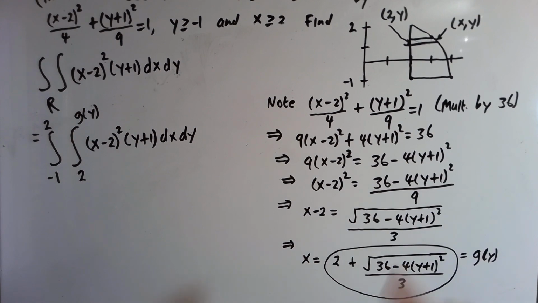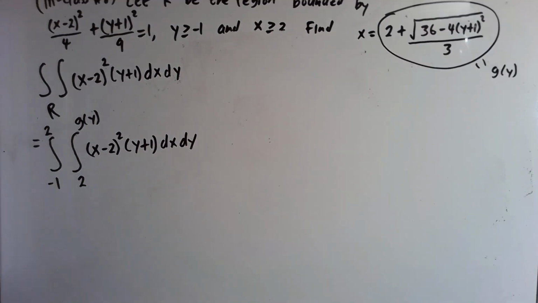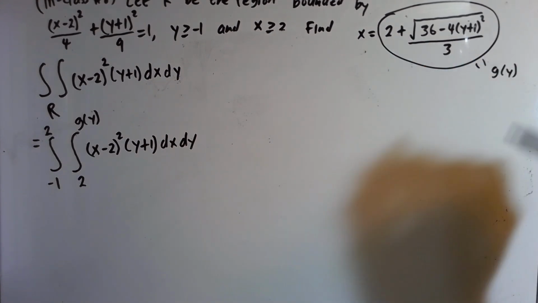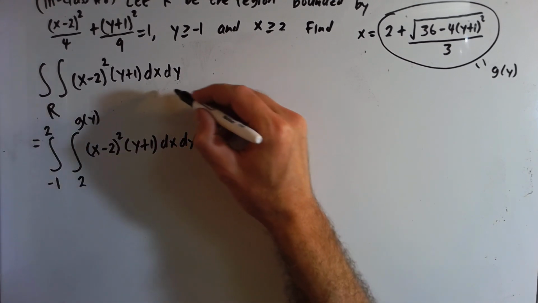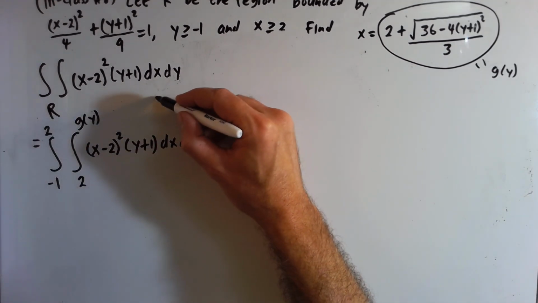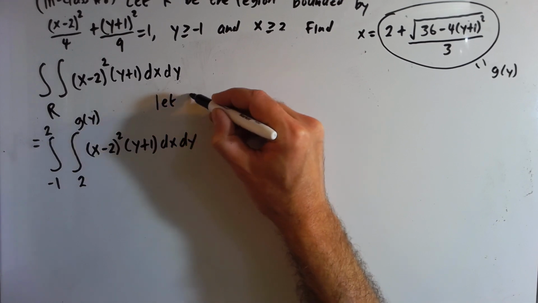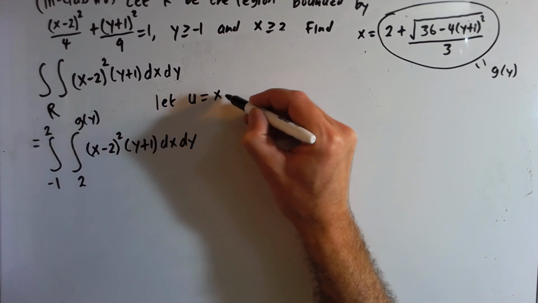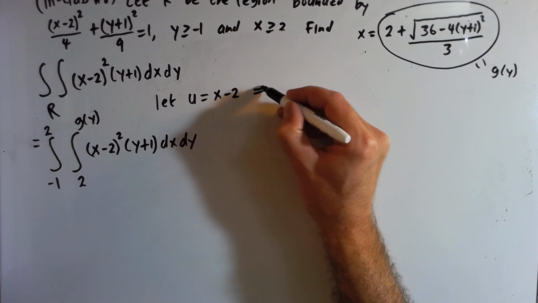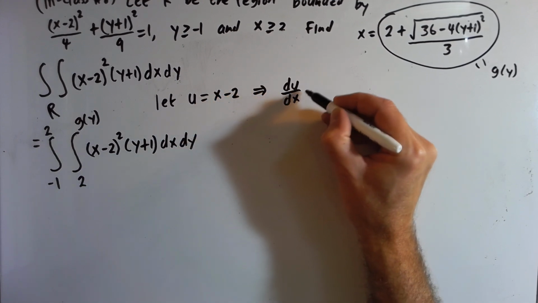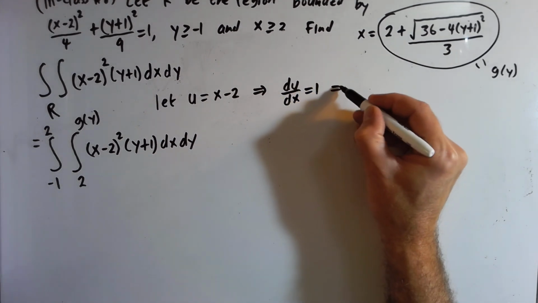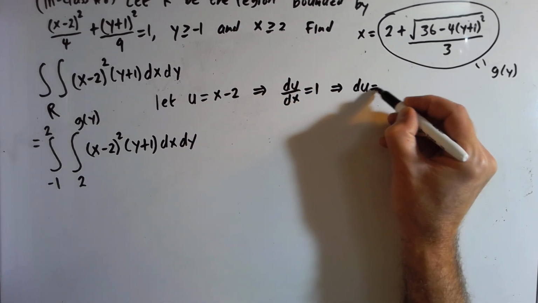Now I'm going to erase the picture and move this to the top. So I move things around and put my x over here. Let's keep going. We're integrating with respect to x, so let's make a substitution. Let u equal x minus 2. Then du/dx would equal 1, so du equals dx.